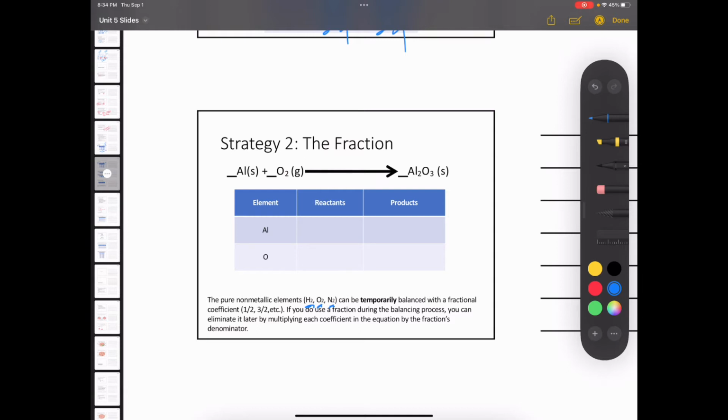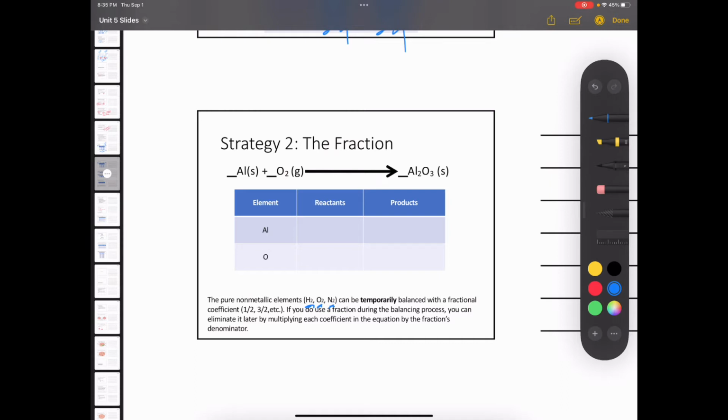Previously, in all the balancing that we've been doing, every time we add a coefficient, we are either multiplying by a factor of 2 or multiplying by a factor of 4, so on and so forth. When you use a fraction with diatomic non-metallic molecules, you can actually introduce a single atom into your equation. So this can be a really helpful tool. Later on, you can get rid of the fraction by just multiplying by the denominator of that fraction. Let's do an example so it can clarify things.